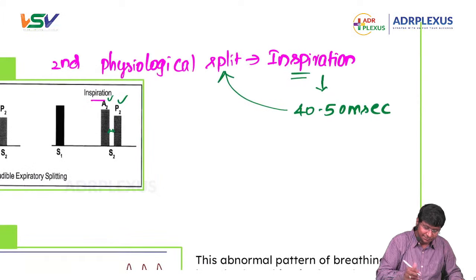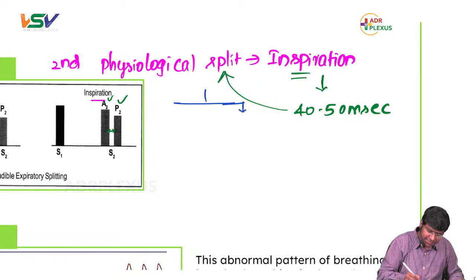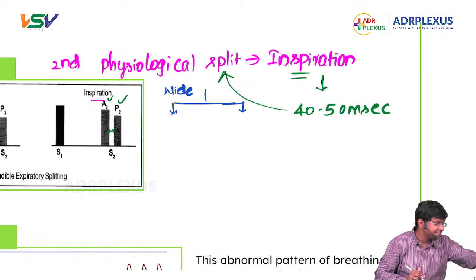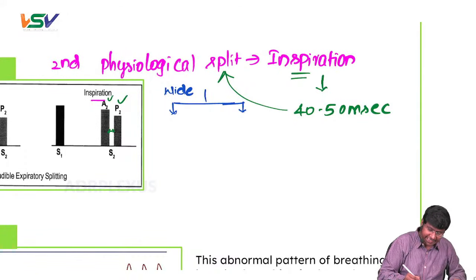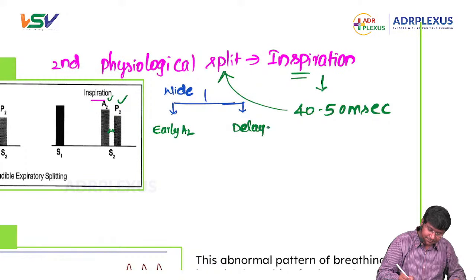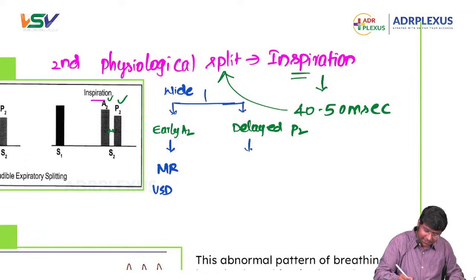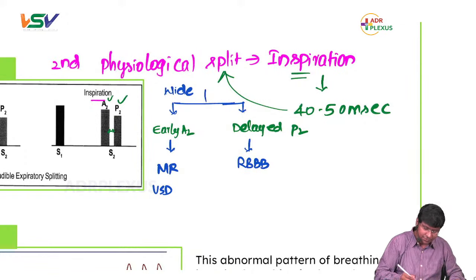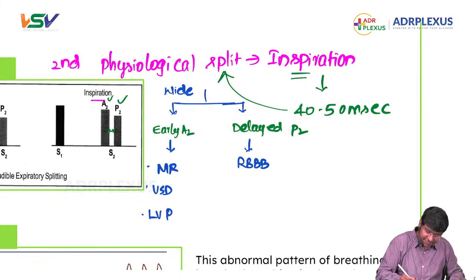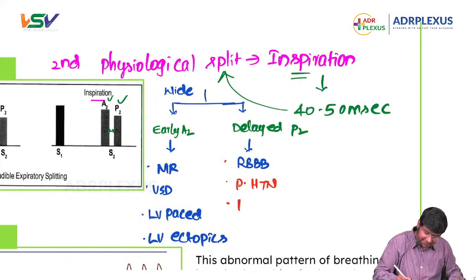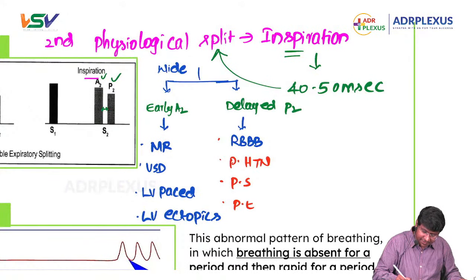Now a quick discussion: what are the conditions where you have a wide pathological variable split? Anyone? ASD, very good. So it can be due to early A2 or due to delayed P2. Early A2, where you will have MR as well as VSD. Delayed P2, where you will have right bundle branch block. Then next is left ventricular paced beats, left ventricular ectopic beats, and delayed P2 is also observed in pulmonary hypertension. You will also have this in pulmonary stenosis and pulmonary embolism, where there will be delayed P2.